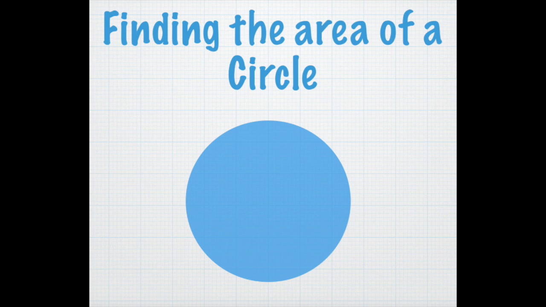Before we get started, I wanted to review real quick that when we're finding the area of a circle, you're going to need to know the radius, which is from the center to an outside edge, or the diameter, which is a line that goes from either side of the circle and crosses through the center of the circle. And then you also need to know pi, and pi is 3.14, which is what we're going to use as an estimate.